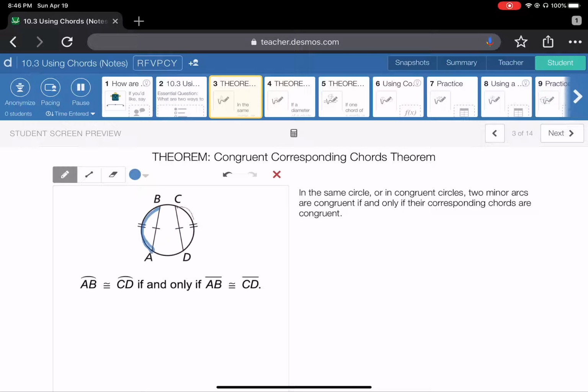What this is saying is, in order for arc AB to be congruent to arc CD, the chord from A to B has to be the same length as the chord from C to D. So in order for the arcs to be congruent, if I draw a chord between the endpoints of each arc, those two chords are going to be the same. The chords have to be the same for the arcs to also measure the same. Okay, that's our congruent corresponding chords theorem.